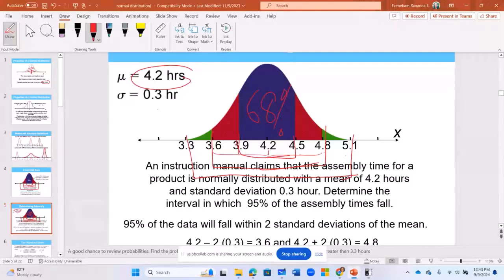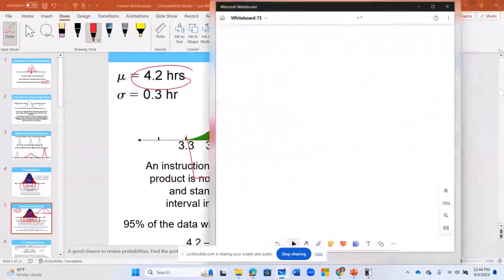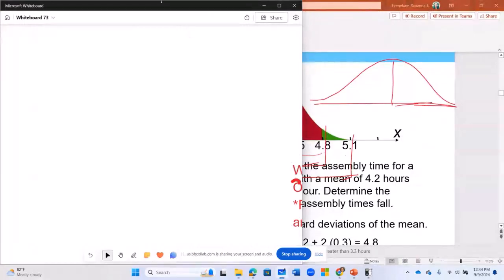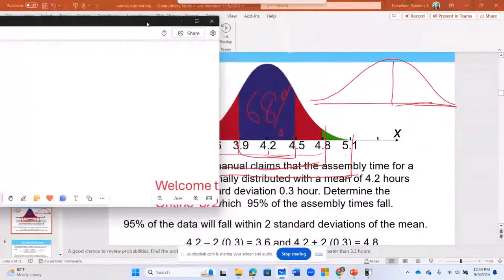Okay, so quickly I am going to draw this normal curve. And actually before we standardize this, I'm going to draw a line there. And I'm going to get my whiteboard and pull it on this side. Okay. Hopefully it's going to behave.